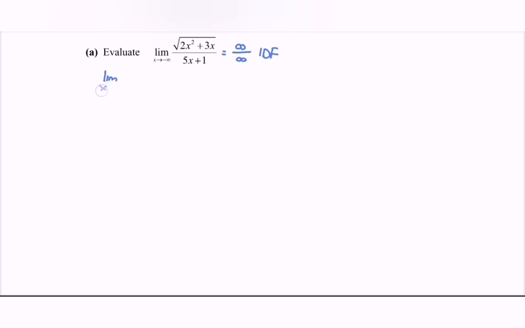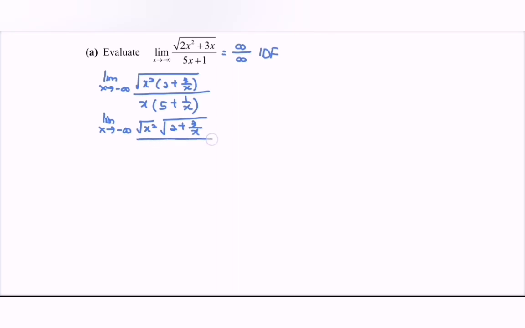So limit when x approaching negative infinity. Here we have the square root of x squared times 2 plus 3 over x, over x times 5 plus 1 over x. So continue. Limit when x approaching negative infinity, we have the square root of x squared, multiplied with the square root of 2 plus 3 over x, over x times 5 plus 1 over x.